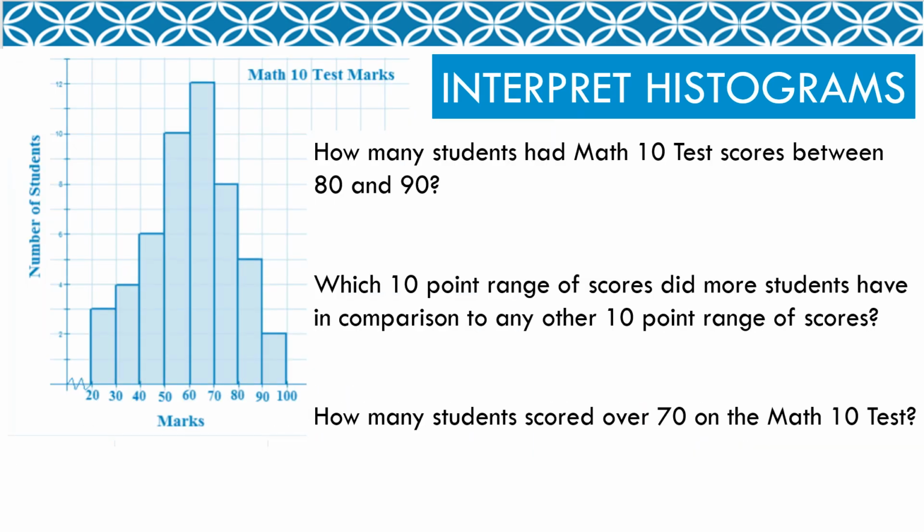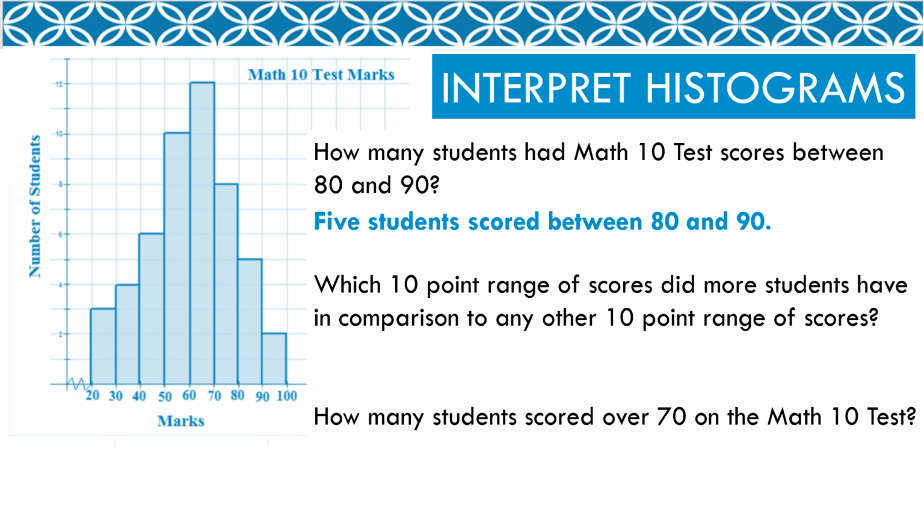We are interpreting another histogram. It is showing the marks or scores on a Math 10 test, and it shows the number of students that received scores in those classes. So how many students had Math 10 test scores between 80 and 90? So look for the bar between 80 and 90, and there were 5 students.